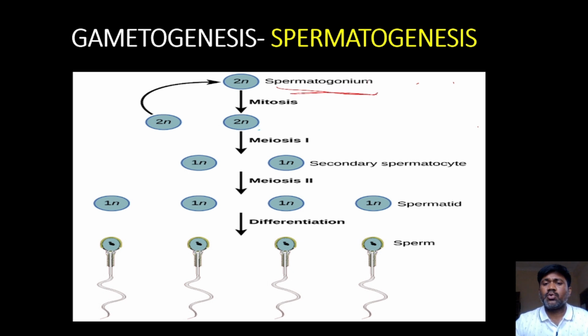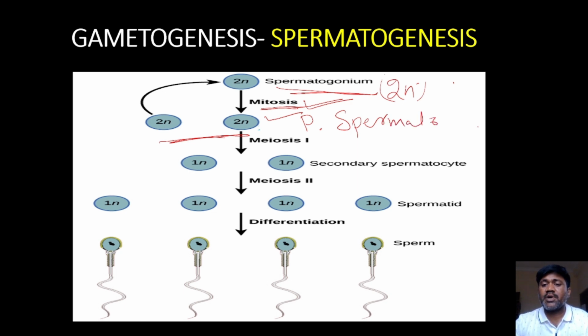This spermatogonium mother cell present in the seminiferous tubule is diploid in condition. These diploid spermatogonia undergo the mitosis process. We know that if one cell undergoes mitosis, we get two cells. Yes, we got diploid cells here, right? These diploid cells are called primary spermatocytes.